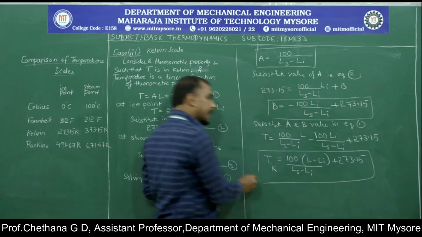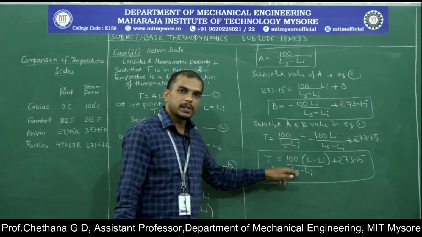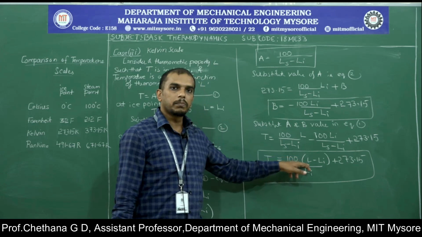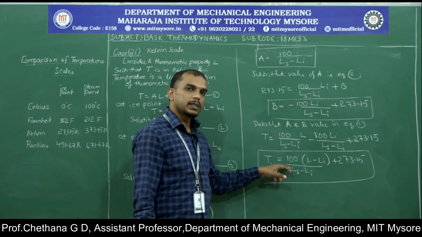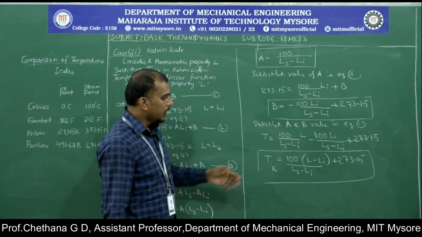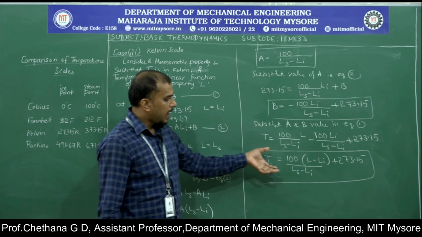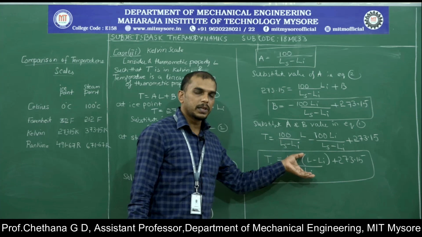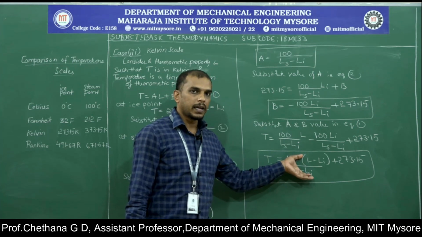If you know length of mercury in the column when it is at ice point and when it is at steam point, any unknown temperature, if you get the length of the mercury, then you can get temperature in Kelvin by using this expression. So if you look at this expression, we already have this particular term which gives us the relationship between Celsius scale and Kelvin scale.